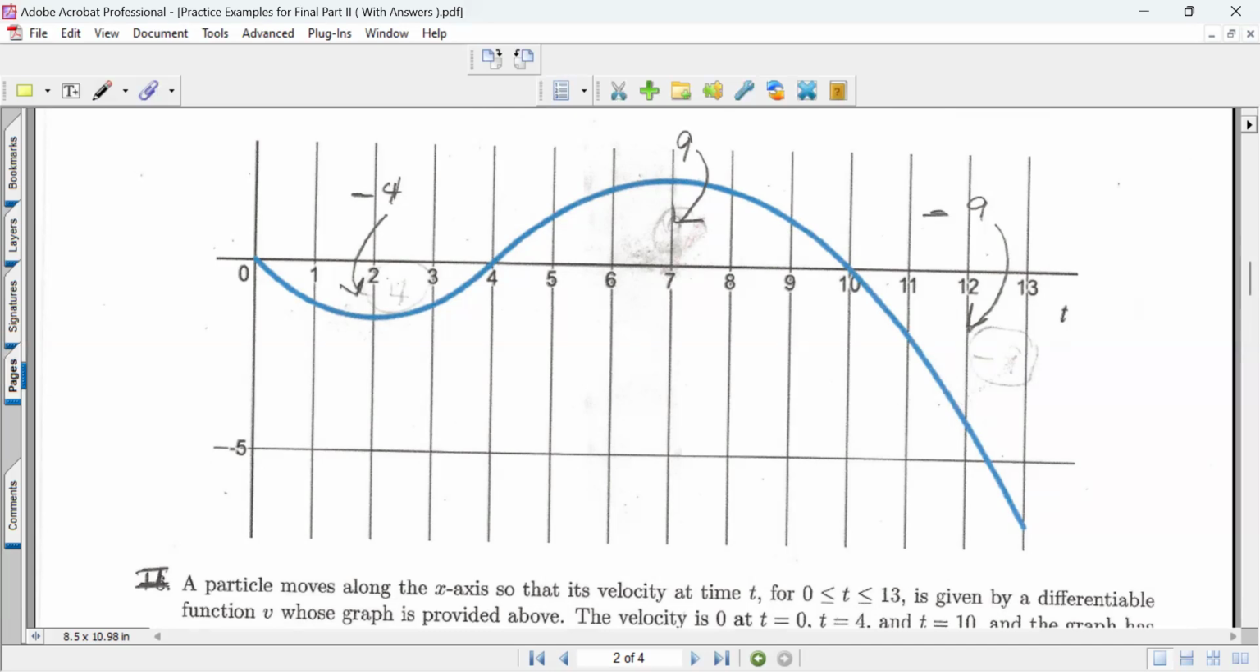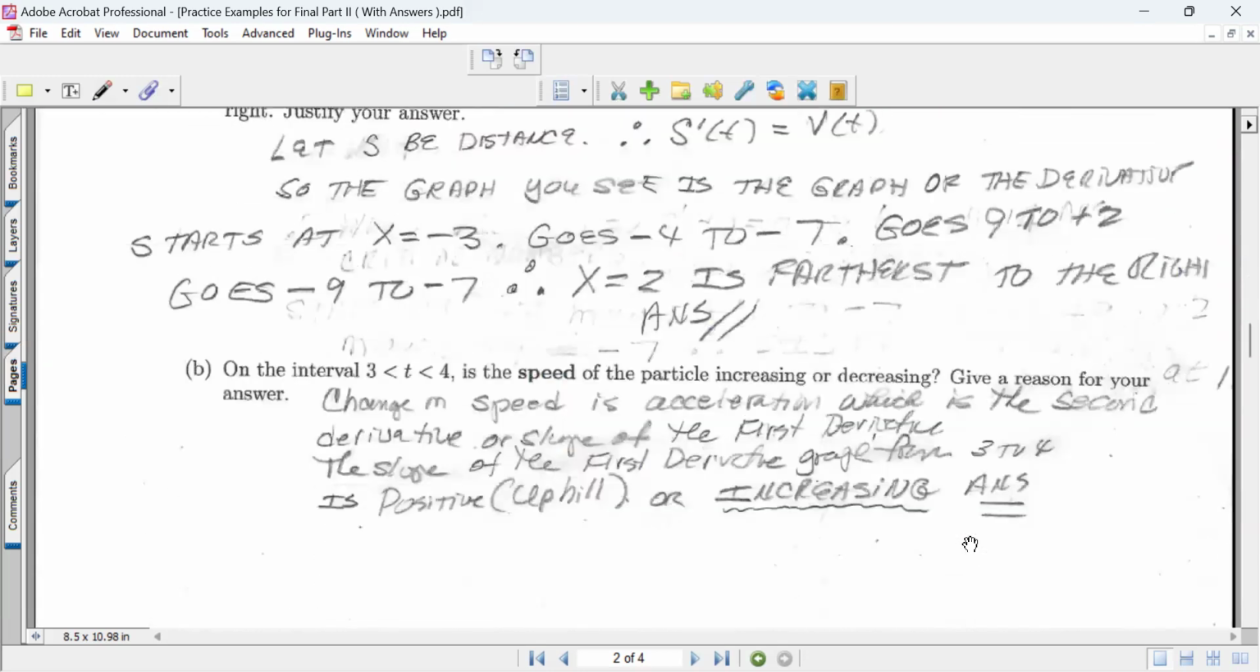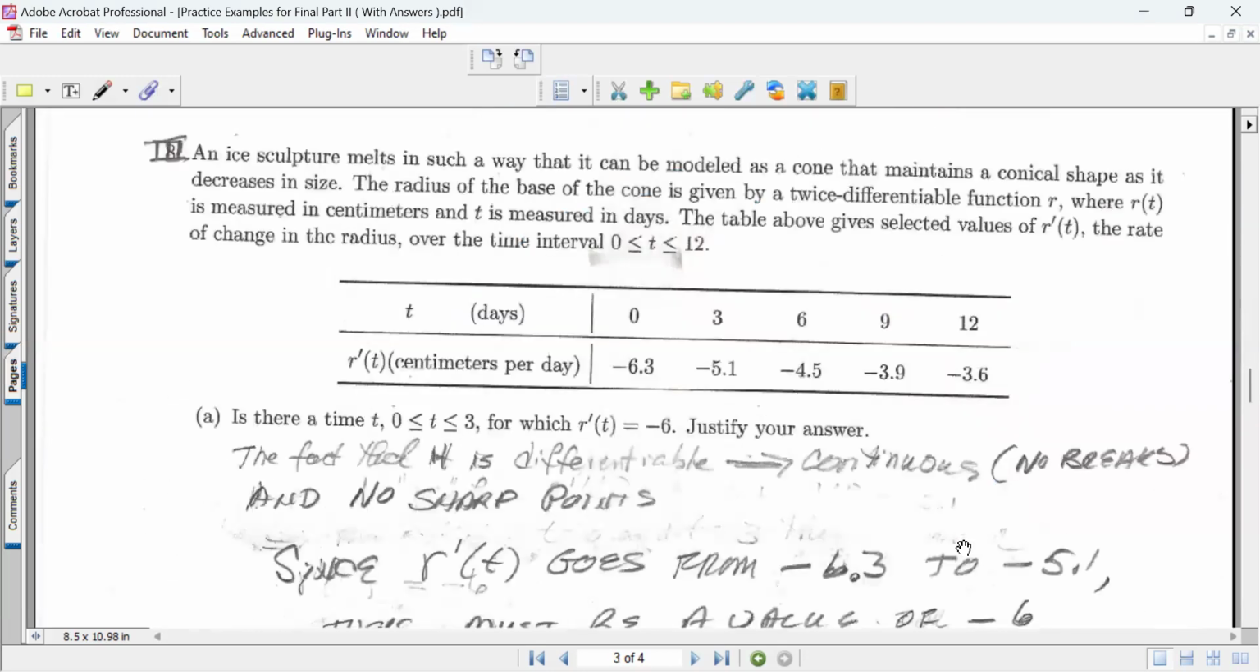So let's go to problem number 3. We have an ice sculpture that's melting, and it's cone shape. It maintains a cone shape the whole time it's melting. It might not seem realistic, but we don't want to complicate this. So its size is decreasing. It says the radius of the base of the cone is twice differentiable. That means we can find the first and second derivative of this, okay?